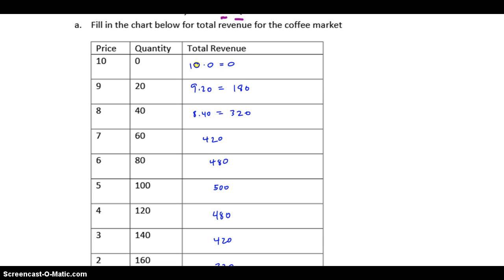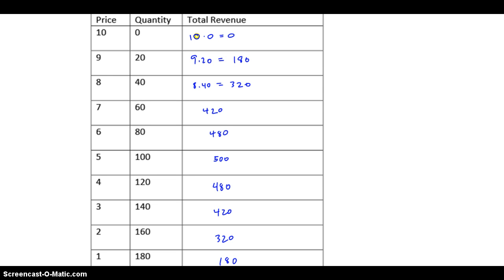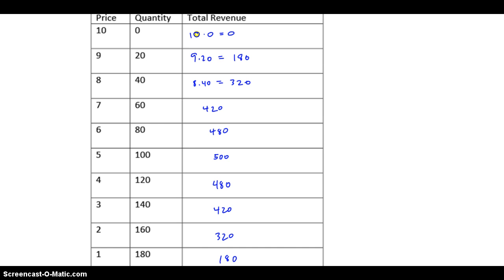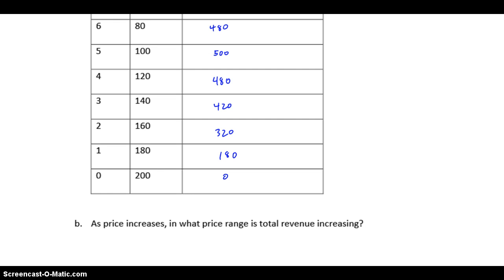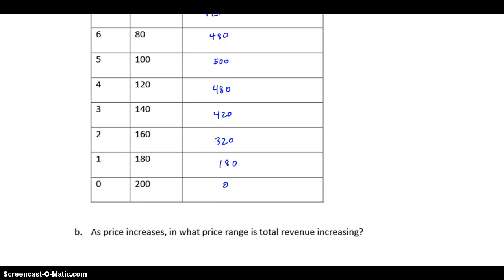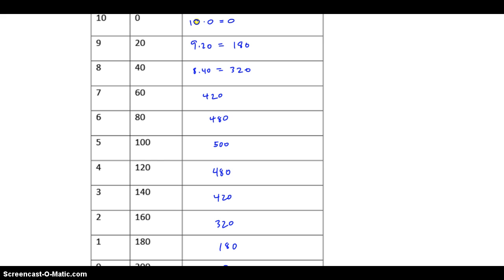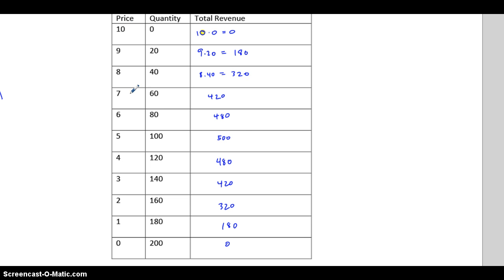And so let's think about these questions that are associated with this table. So question B is asking, as price increases, in what price range is total revenue increasing? So first of all, we want to say as price increases. Okay, so as price increases, let's make sure we're going in the right direction in this table. Price increasing means that we're going up this way. So as price increases, in what price range is total revenue increasing? Well, it looks like as we increase our price, we start at 0, and this range right here is our increasing range.